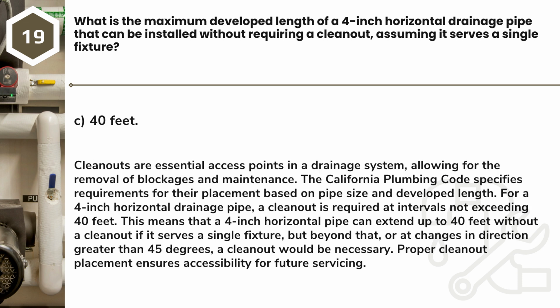Answer: C. 40 feet. Cleanouts are essential access points in a drainage system, allowing for the removal of blockages and maintenance. The California Plumbing Code specifies requirements for their placement based on pipe size and developed length. For a 4-inch horizontal drainage pipe, a cleanout is required at intervals not exceeding 40 feet. This means that a 4-inch horizontal pipe can extend up to 40 feet without a cleanout if it serves a single fixture, but beyond that, or if it changes direction greater than 45 degrees, a cleanout would be necessary. Proper cleanout placement ensures accessibility for future servicing.